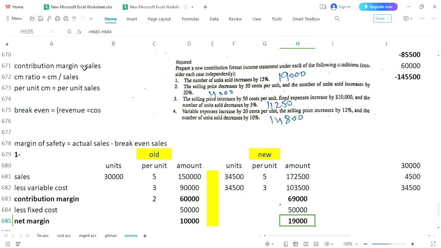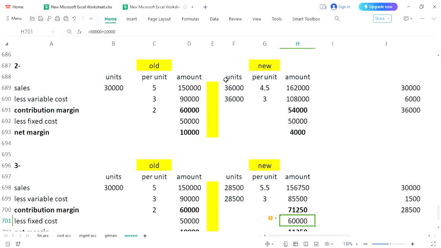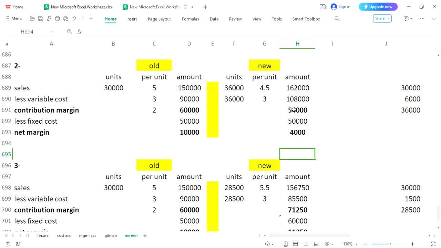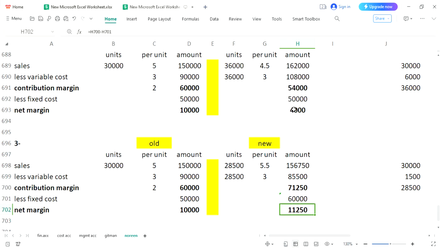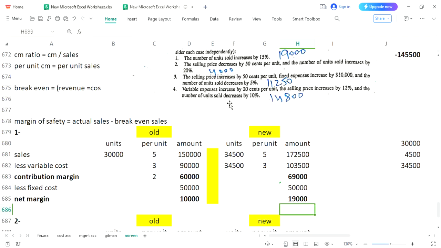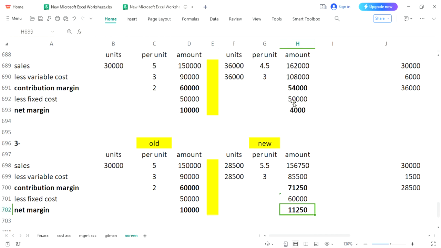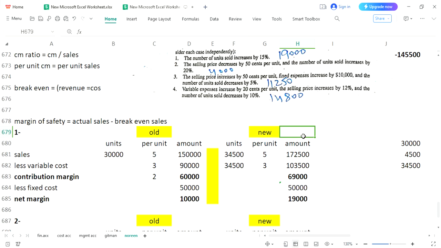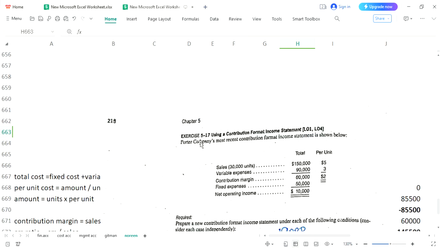So the first answer is 19,000, the second answer is 4,000. For the second, you can see over here we have got our 4,000, and for the third it is 11,250. We have third 11,250, and the fourth answer we have just checked: 14,800. This is our answer, 14,800. So it means our question number 5.17 is 100% completed, and hopefully you have understood as well.